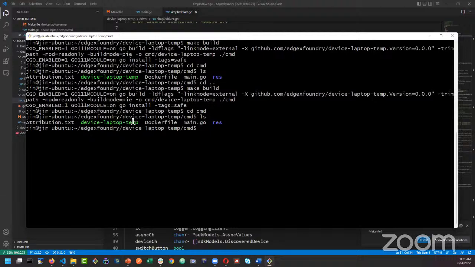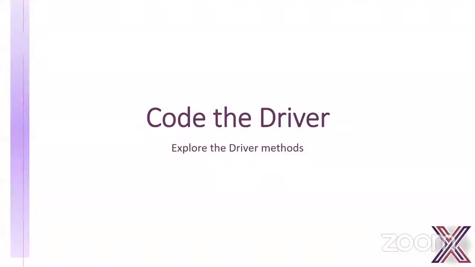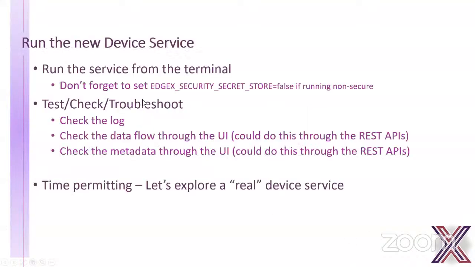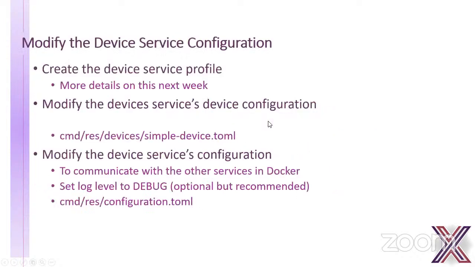What else has to change? Well, I've done the coding part, but there's still a few other pieces that I need to get done in order to have my device service completed. I've got the driver coded. Now I have to configure the device service. I need to run the new device service. I need to configure the device service with a new device service profile. Again, you'll learn more about device service profiles next week. And I need to configure the device service to have some information about how to communicate with the rest of EdgeX.